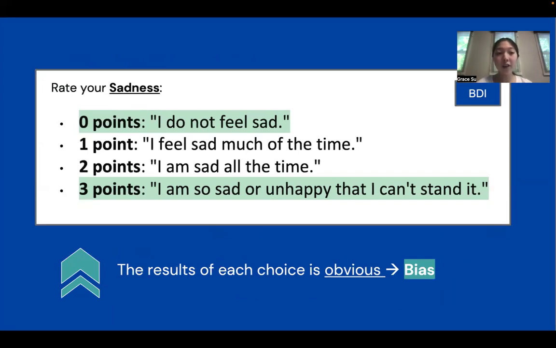It is very obvious that if you choose the 0 point option, you will be diagnosed as mentally stable. And if you choose the 3 points answer, you will be diagnosed as mentally unstable. These clearly obvious choices make the results often inaccurate and unreliable. And this creates a need for alternate methods that are more indirect and non-invasive.